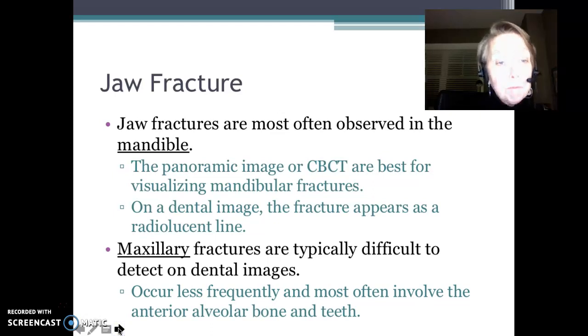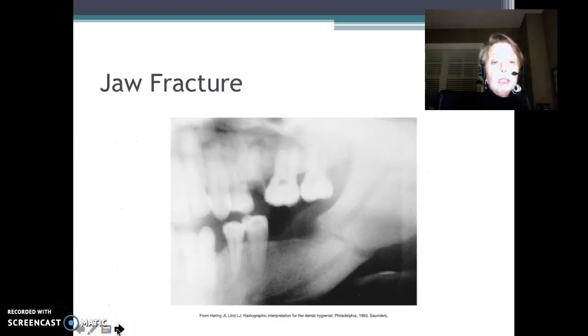The fracture won't be apparent and will only be seen as time goes on, again, as that swelling, that edema occurs. Jaw fractures are most often observed in the mandible. Our panoramic image or cone beam computerized tomography are the best for visualizing mandibular fractures. Maxillary fractures are pretty difficult to detect on dental images, and they occur much less frequently. So here's an image, mandibular left fracture. You can see the mandibular canal here, where the inferior alveolar nerve travels, but that fracture has occurred.